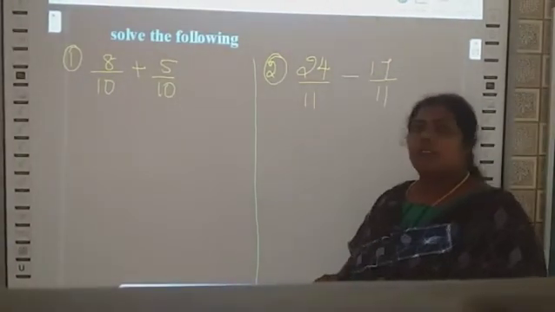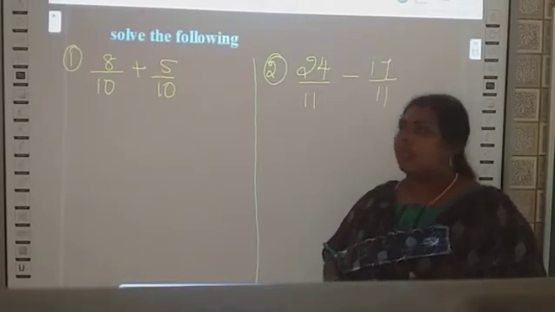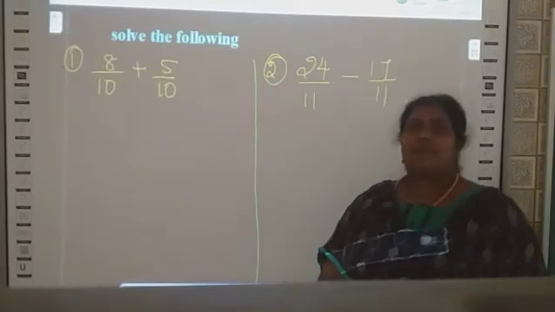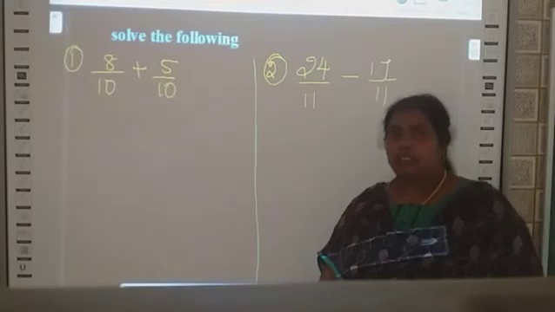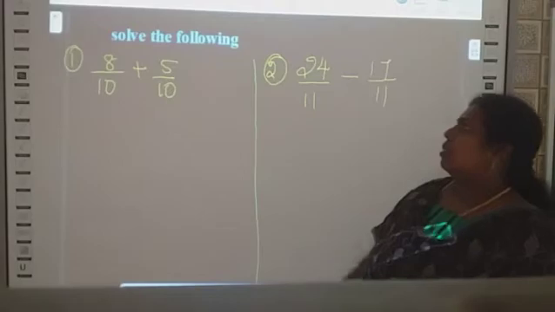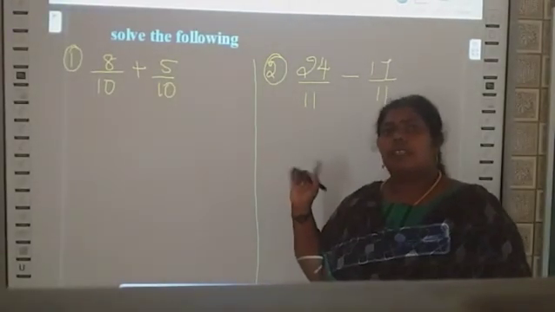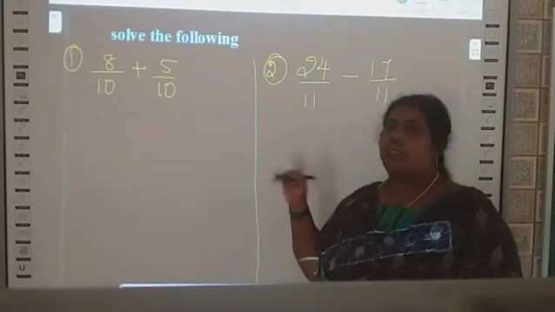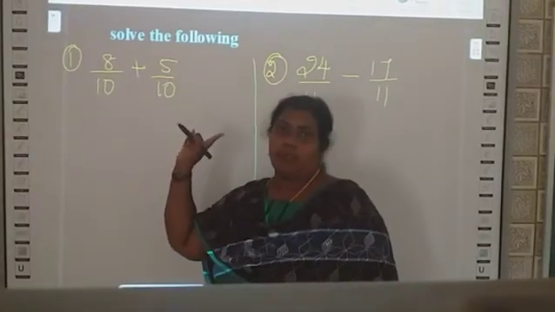Next is, solve the following. Solve the following means you have to add or subtract the like fractions. Like fractions means the denominators are equal. If the denominators are different, that is an unlike fraction, right? You already learned this in grade 4, right? Yes. So are these fractions like or unlike fractions? These fractions are like fractions because the denominators are equal, isn't it? Yes. So if the denominator is equal, easily you can add these two fractions.